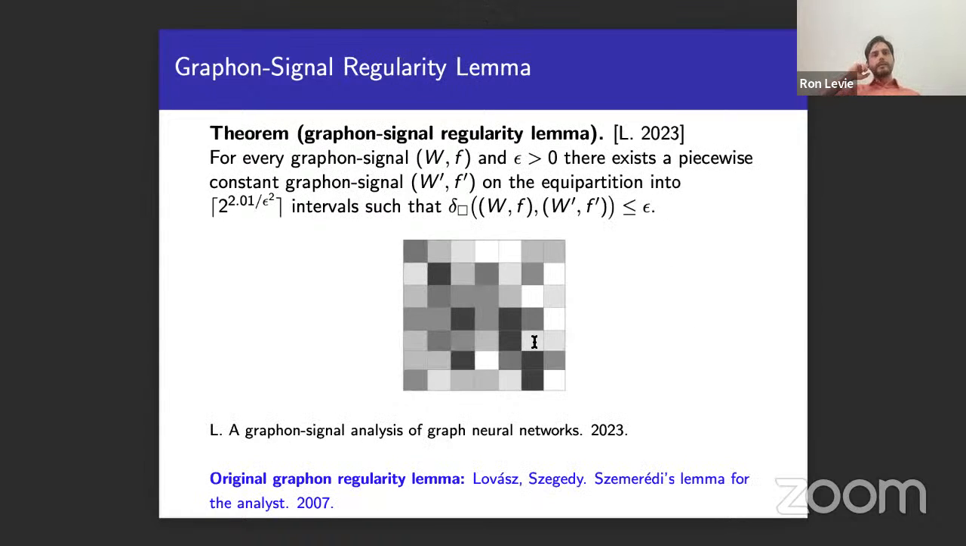And now I was able to extend the regularity lemma to graphon signals. Okay, so now the lemma says the following thing. For every graphon signal and every error tolerance, there exists a piecewise constant graphon signal, namely a stochastic block model, on the equipartition to intervals, and the number of intervals only depends on the error tolerance and not on any property of the graphon signals, such that the cut distance between the graphon signal and the stochastic block model is bounded by epsilon.